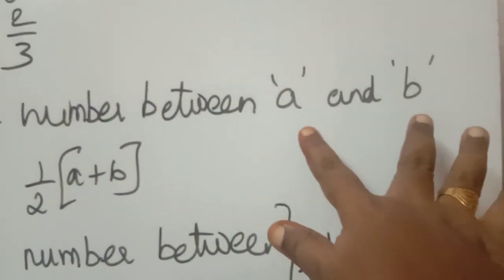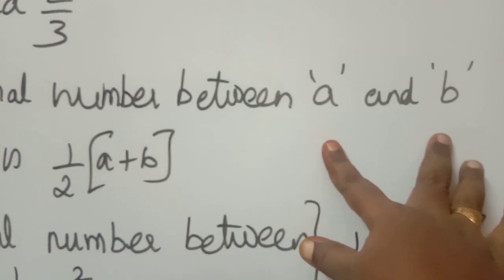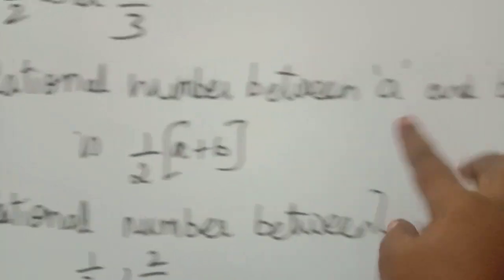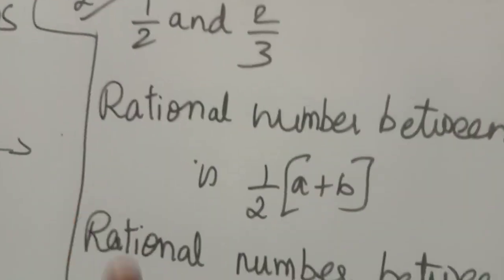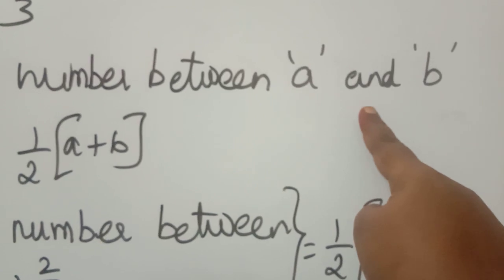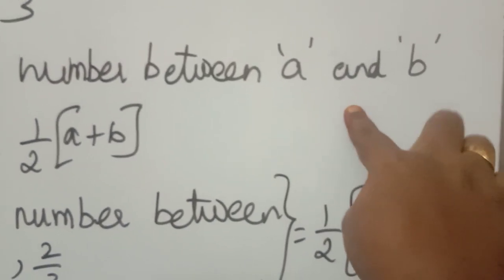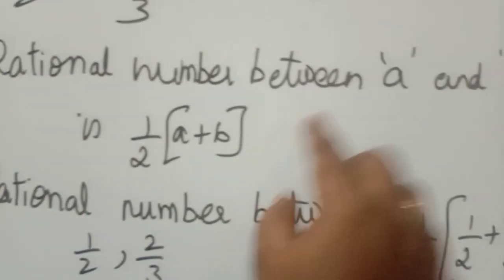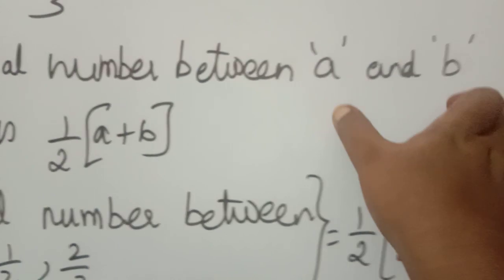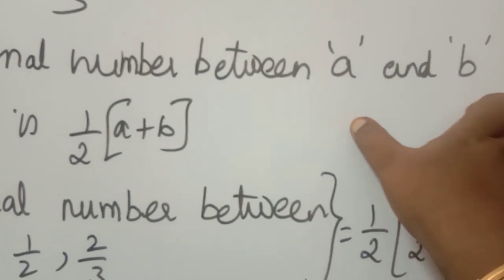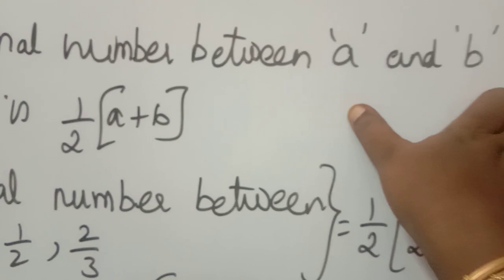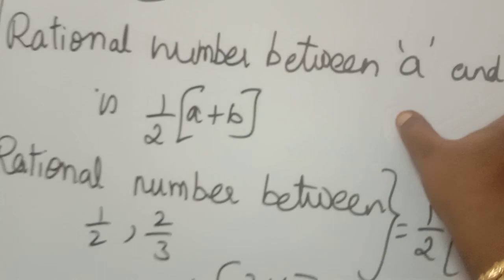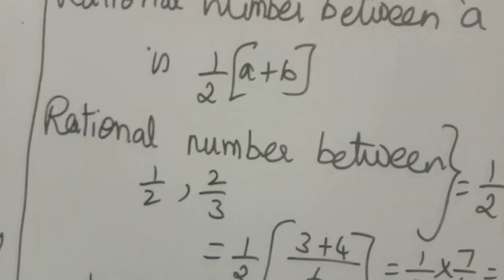Rational number between 2 given numbers A and B. If 2 numbers are given, what is the number between them? That number is half into the sum of the given numbers. If A and B are given, what is the mid value, the in-between value? So 1 by 2 into (A plus B). Between any 2 numbers there are infinite, uncountable numbers. So this is one among those numbers, that's all.